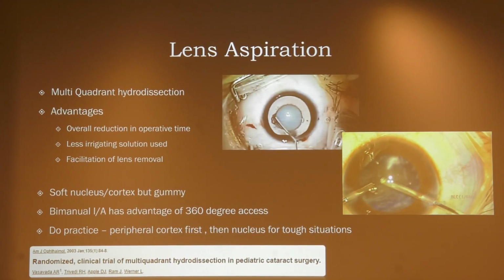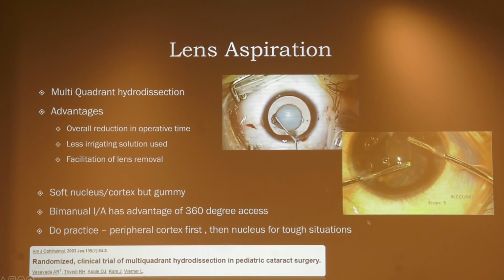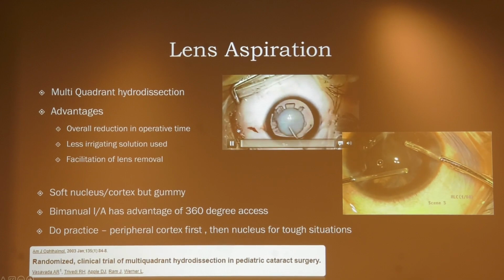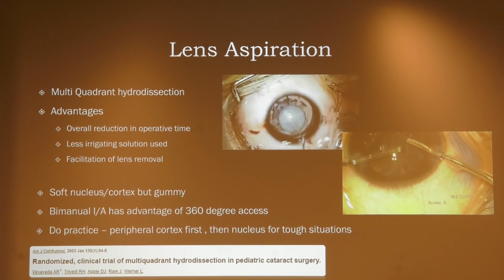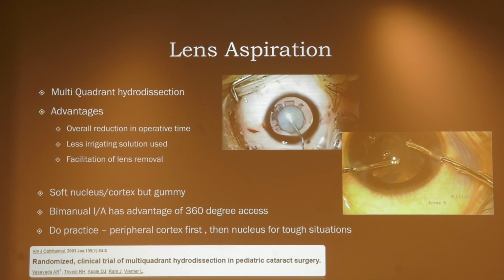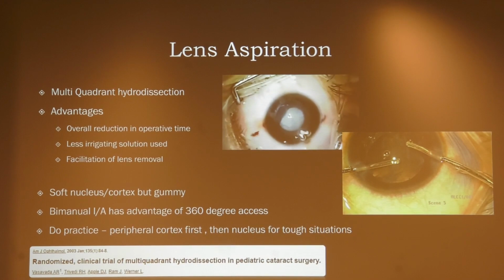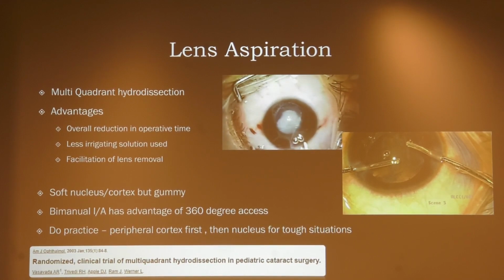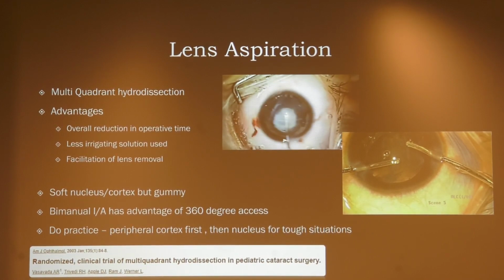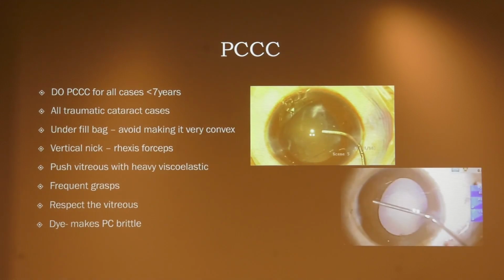So lens aspiration, remember to do a multi-quadrant hydrodissection. The advantage is the reduction in operative time. What I would want you to also take home is always strip the cortex from periphery to the center first, rather than eating the nucleus, because in cases of traumatic cataract, when there can be a PC opening, it may lead to complications if you don't practice this regularly.